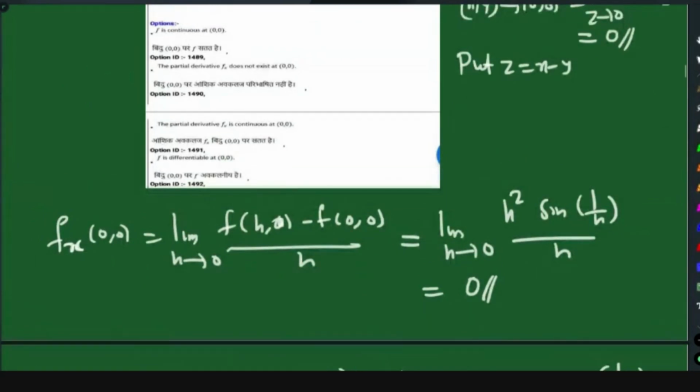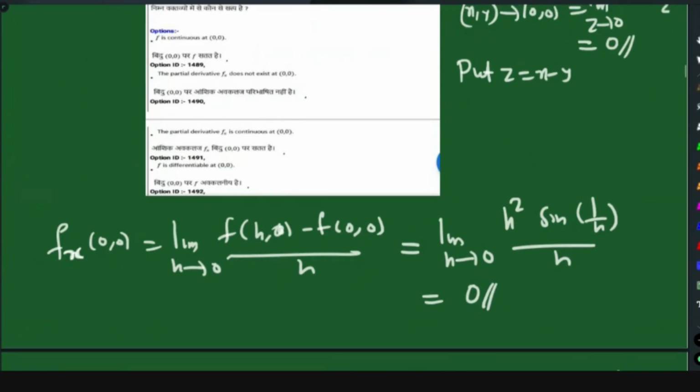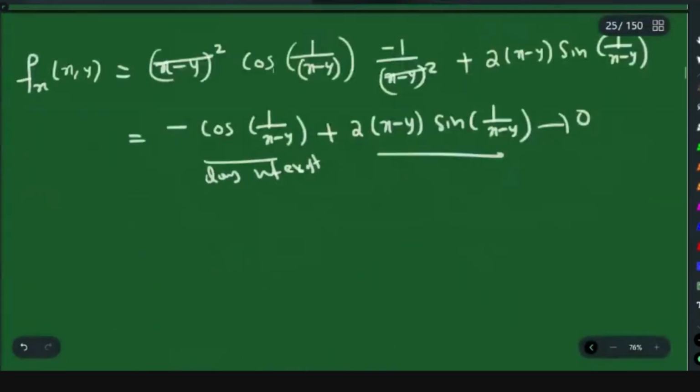What about the third option? The partial derivative fx is continuous at (0, 0) is wrong, right? So what about the last option? Now you want to check whether the function is differentiable at (0, 0). Before checking whether it is differentiable, you need to find del f. To find del f, you need fy at (0, 0). So you find fy at (0, 0) first. What is fy at (0, 0)?